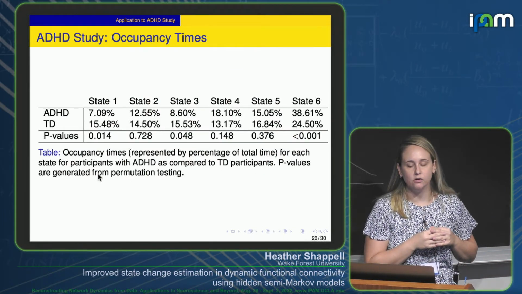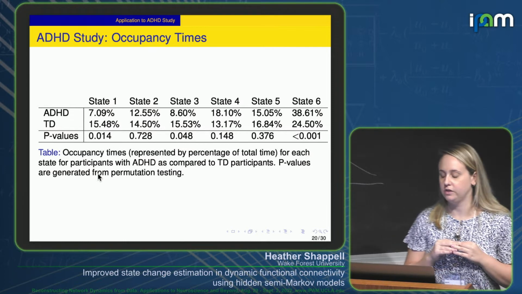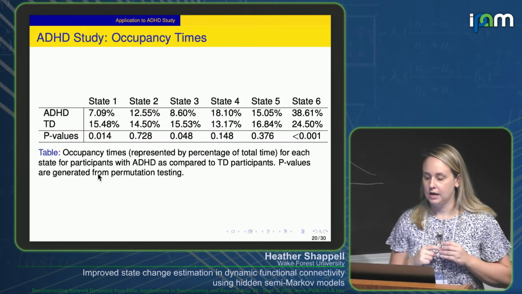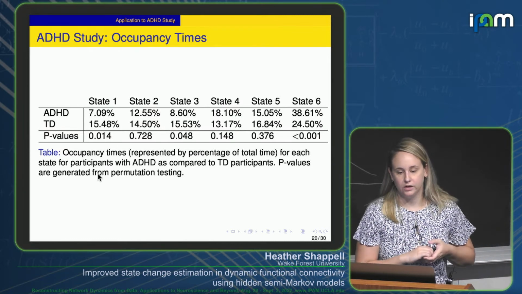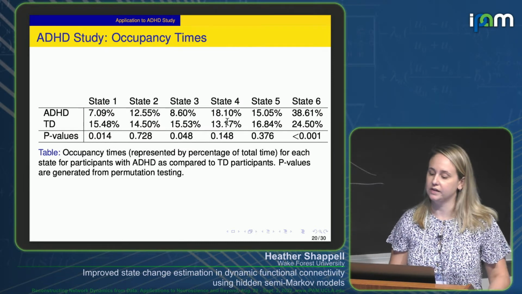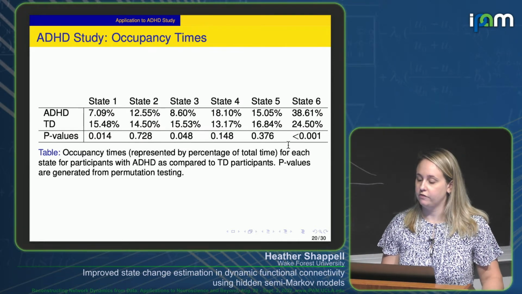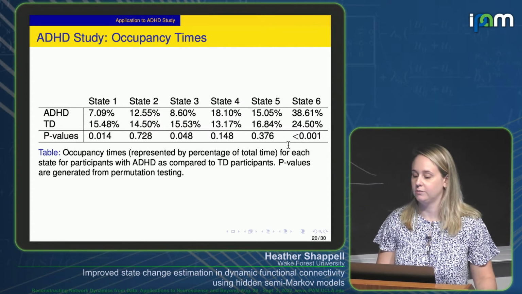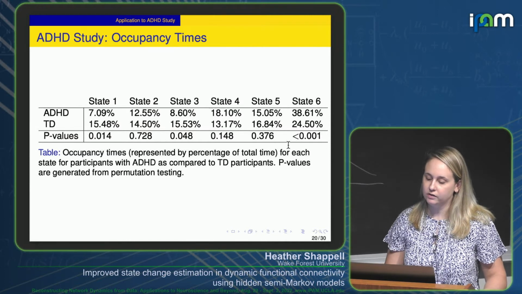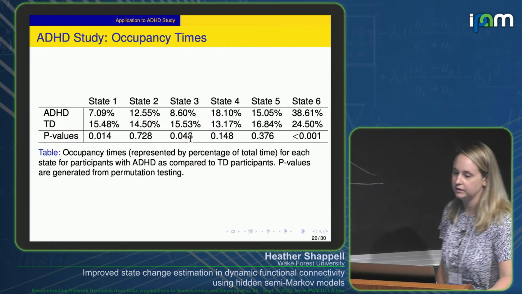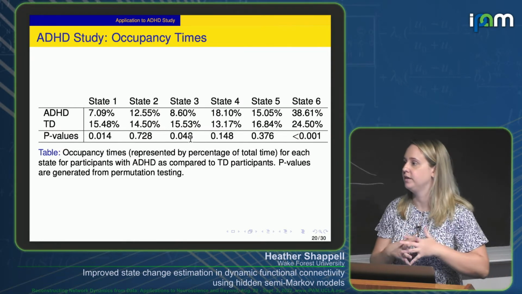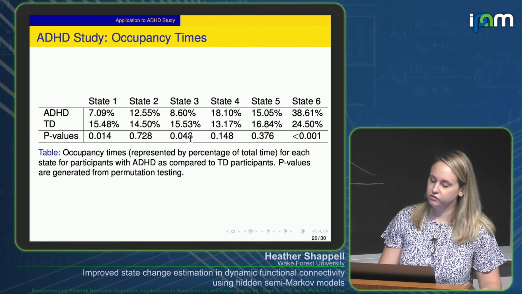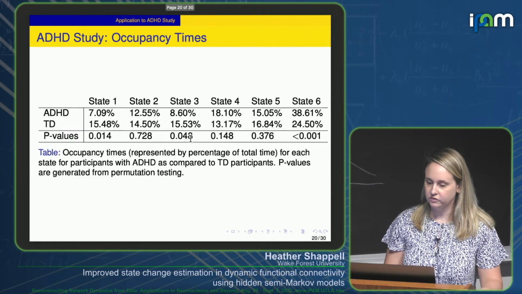So we calculated occupancy time for each of these states for the children with ADHD and then the typically developing children. And then we used permutation testing to get p-values here. And what we saw was state 6 was significant. Children spent significantly different amounts of time in state 6. And state 3 was as well. This was more borderline significant. And if we adjusted for multiple comparisons, probably here it wouldn't be significant, but still interesting. So state 3 and state 6.